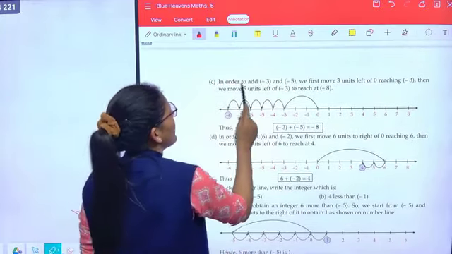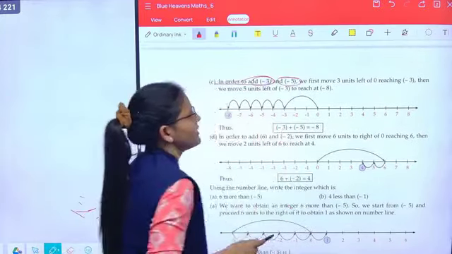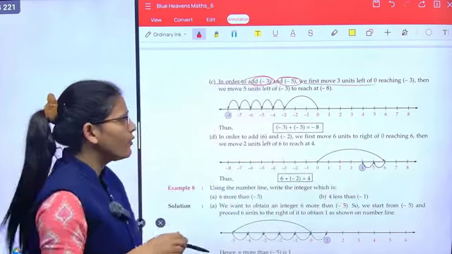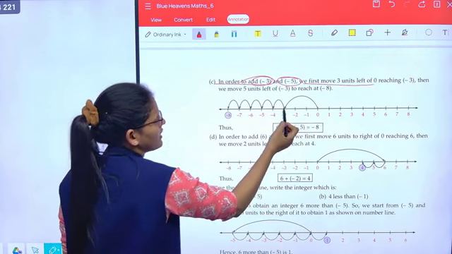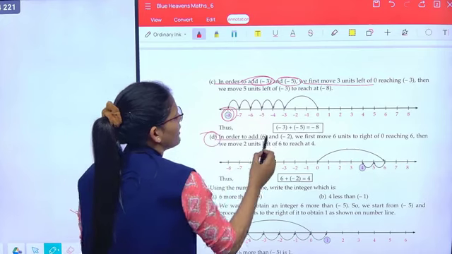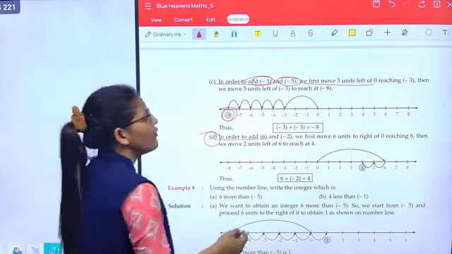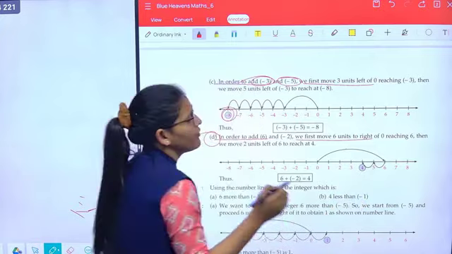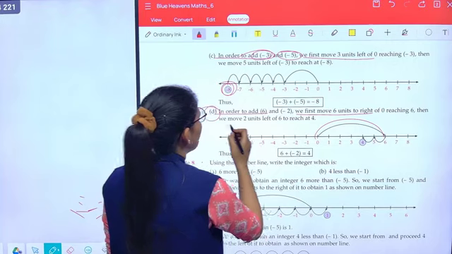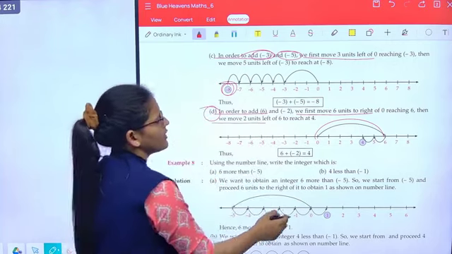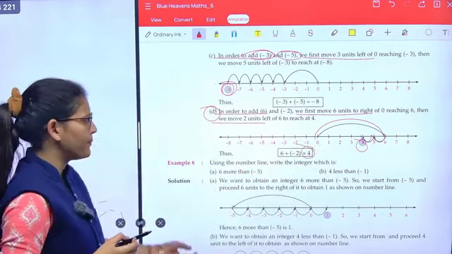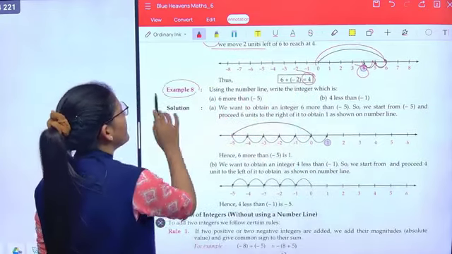Now, in order to add minus 3 and minus 5, class, first move 3 units left of 0 reaching. So class, हम पहले 3 units लिखेंगे, then हम 5 units. So it is minus 8. D, in order to add 6 and minus 2, we first move 6 units to right of 0 reaching. So class, पहले 0 and then we move 2 units. So class, it is 1, 2, 4. You can see here. Now, come on, example number 8.